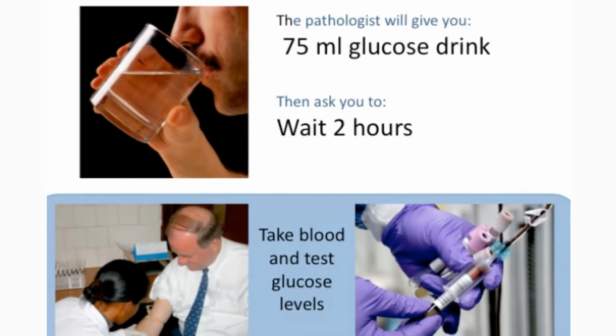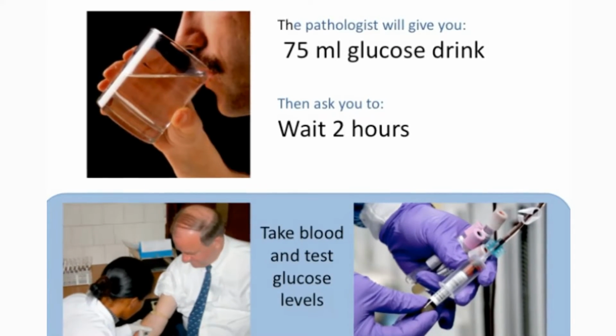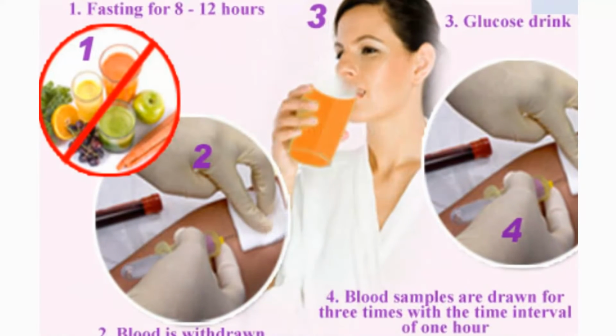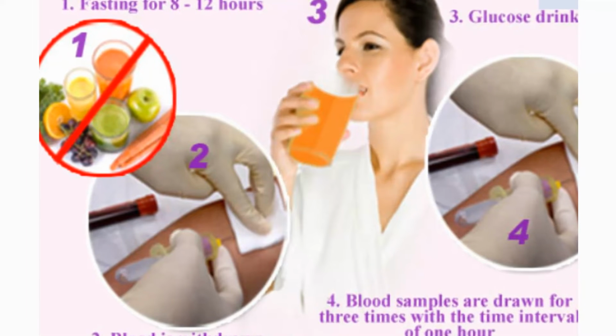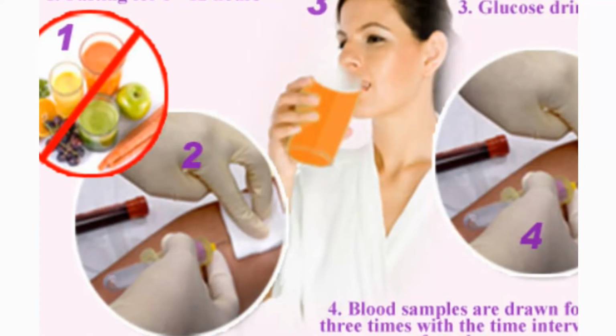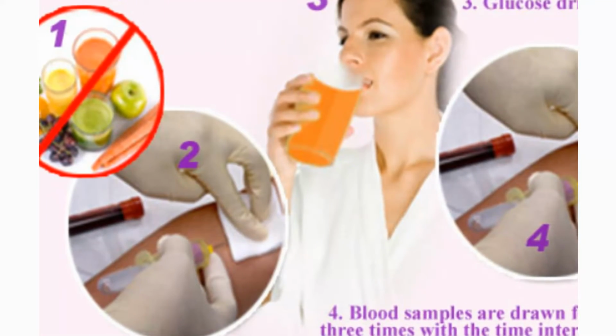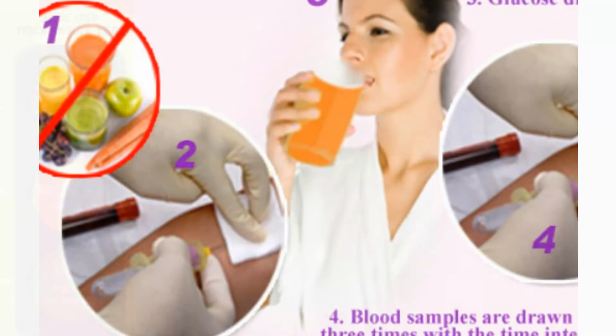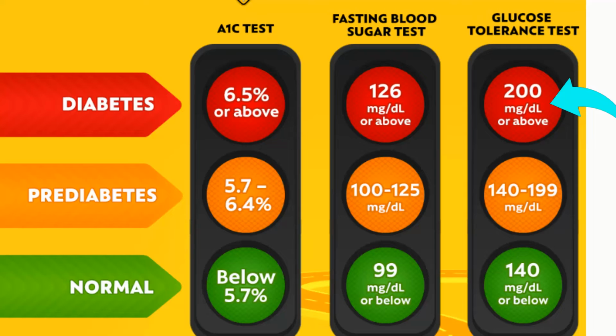Before the test begins, a blood sample will be taken from you. Then you will be asked to drink a liquid that contains a certain amount of glucose, usually 75 grams. Your blood will be drawn again every 30 to 60 minutes after you drink the solution. If your blood glucose level is 200 mg per deciliter or more after 2 hours, you have diabetes.